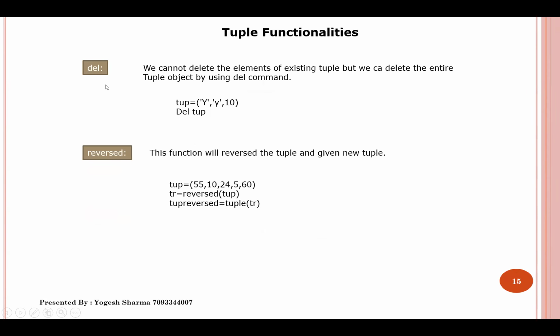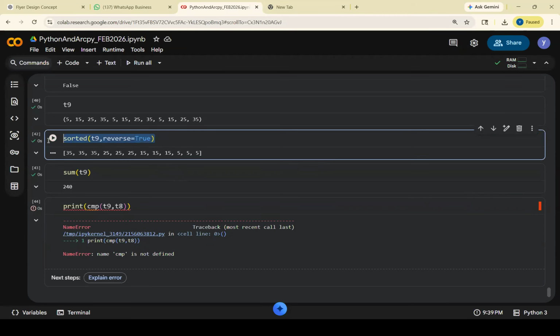Now after that we have the del function. This is everywhere we will get the del function. So if we want to delete any variable, we can delete the variable. Reverse, this function will reverse the tuple and give a new tuple. This is the same thing we can use if we don't want to use the other approach.